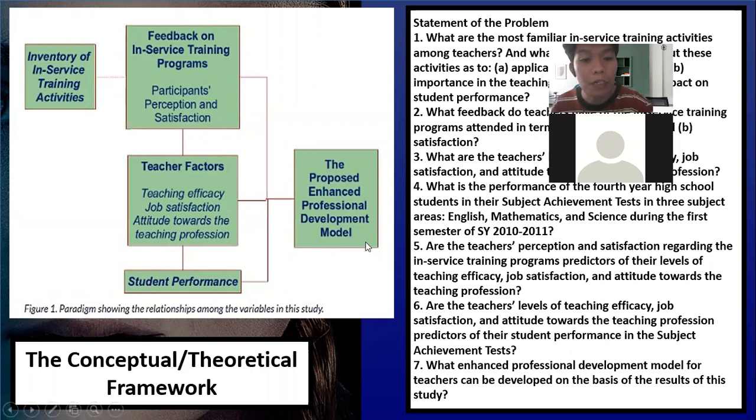So meaning yung purpose itong output ay para ma-enhance ni si in-service training activities, para makita kung unsa pa ang kailangan para mapa-improve ang in-service training activities, teachers. But before you come up with an enhanced professional development, there are certain things that you need to consider in order to measure the effectivity of in-service training activities. That can be done in the process part of IPO. Itong feedback, teacher factors, and student performance.